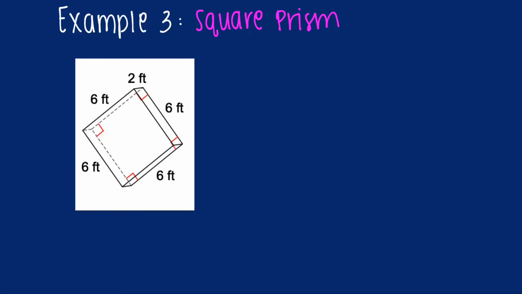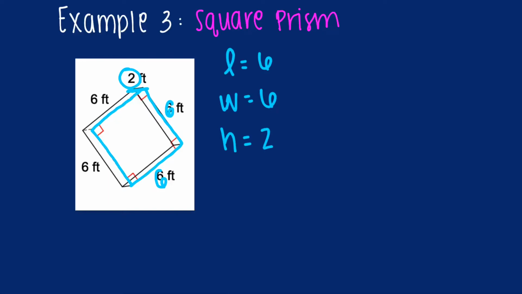Alright, so example 3 is a square prism. This one is a little different because there's not 3 different kinds of numbers labeled on the diagram. So we really have to look at the shapes given here. Remember it's a square prism, so the base is the square, and the measurements are 6 by 6. And then I look at the prism part and I have a height of 2. So I'm going to use my base for the length and the width. So length times width would give me 6 and 6. And then for my height, I'm going to use that other measurement and put it as 2.